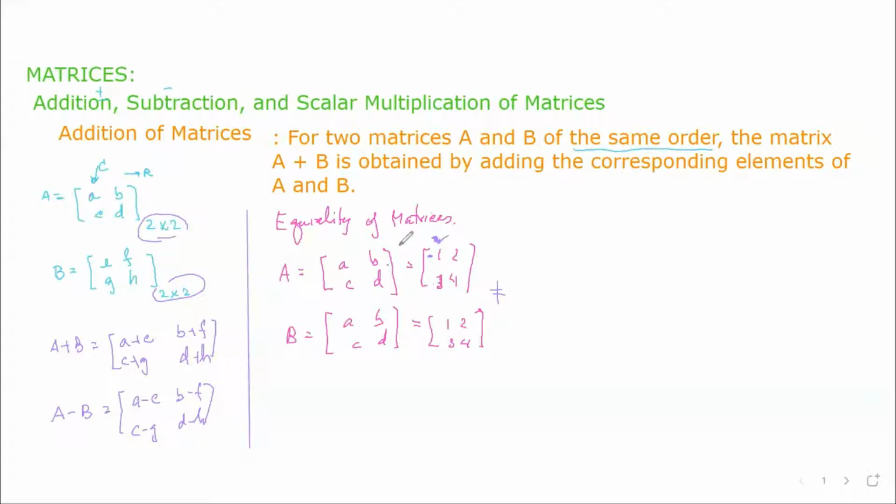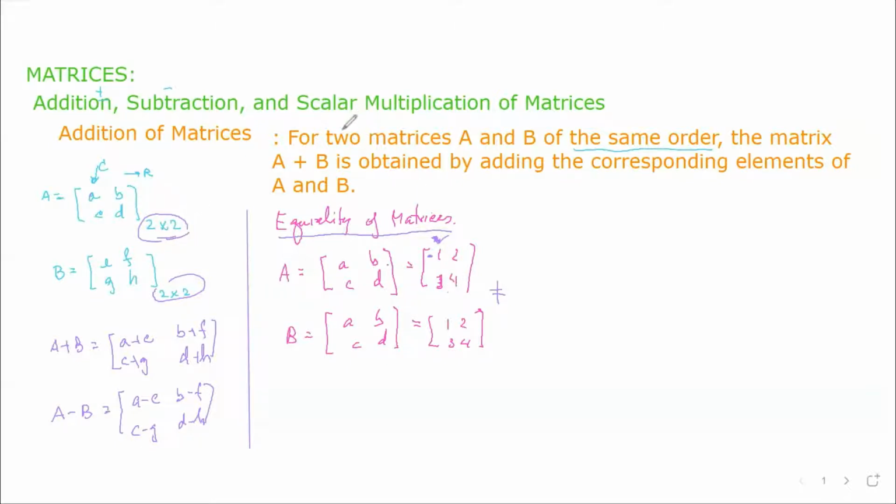So this is the definition of equality of matrices. But when you do addition or subtraction, having the same order is enough. The elements inside don't matter, they don't have to be equal. So that's the meaning of addition, subtraction, and equality of matrices.